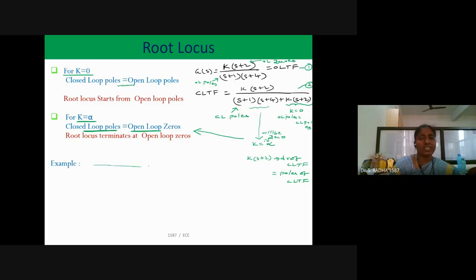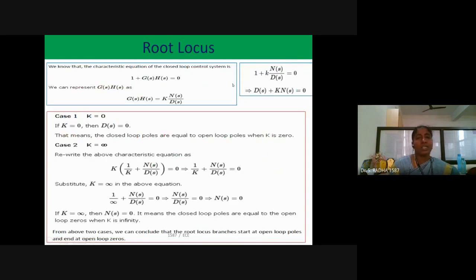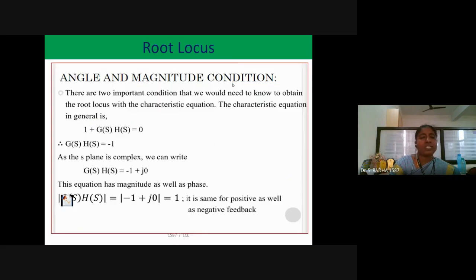I have taken an example, this is my example G of s, and I have explained the entire thing. The same thing is here, with a more detailed explanation.